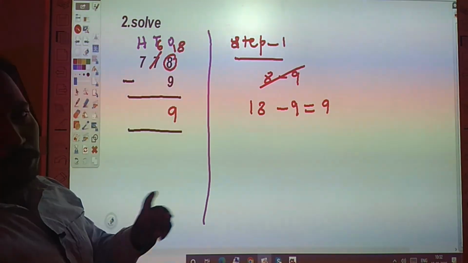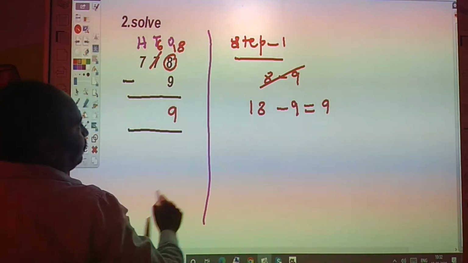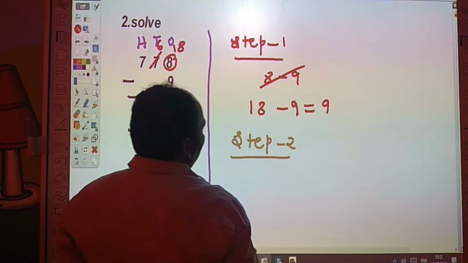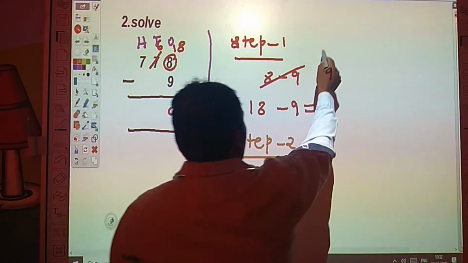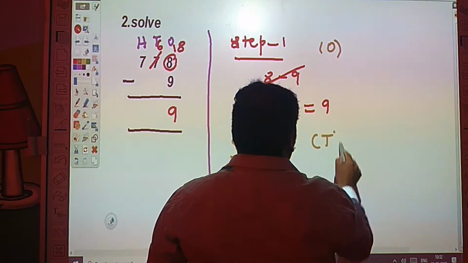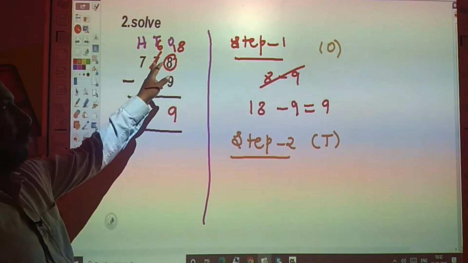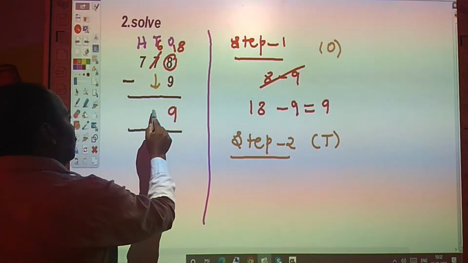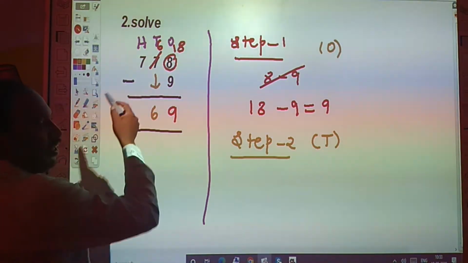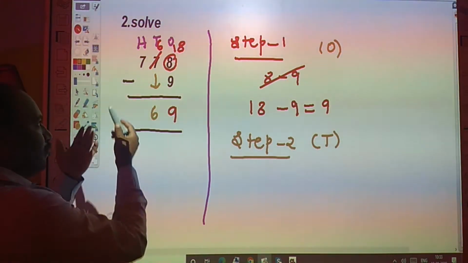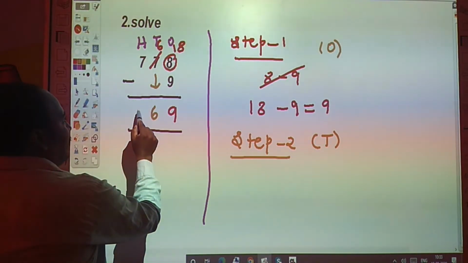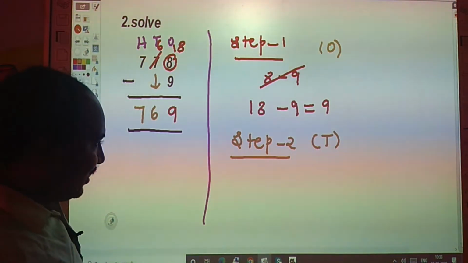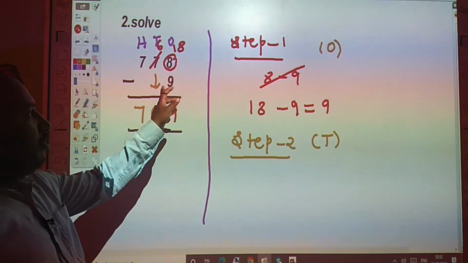The next, we go to step 2, the tens place. Here in the tens place, 7 becomes 6. 6 only having, so bring down the number 6 and write in the tens place. The next, 700 having, so bring 700 down to the hundreds place. So our answer is 769.